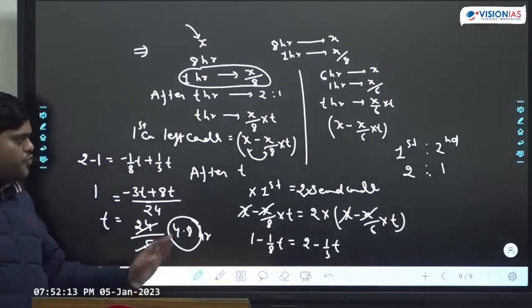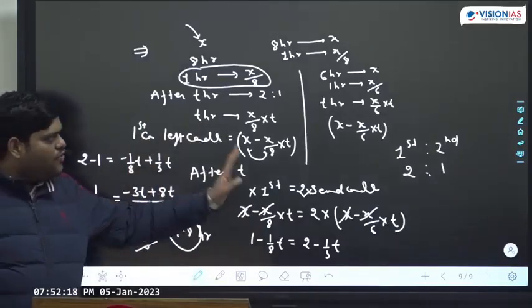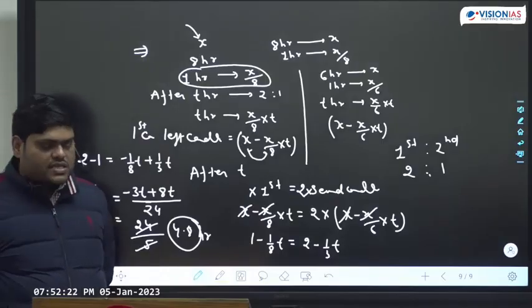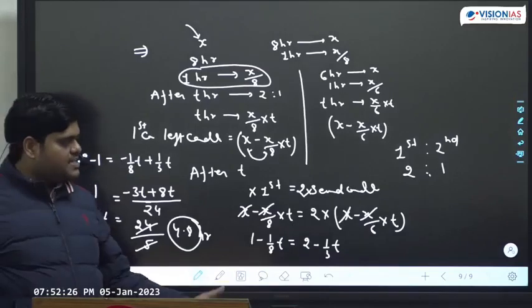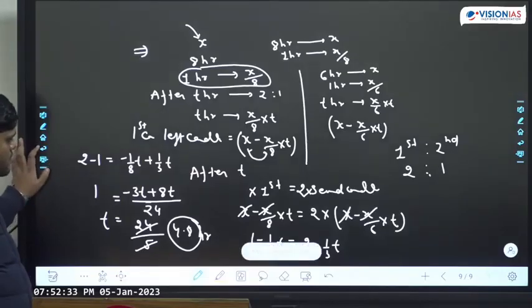ठीक है ना? So 4 hour 48 minute is the correct one. So that is how we can solve with the help of x. But yes, ये x वाला method थोड़ा सा हमेशा dicey रहता है मेरे लिए at least. So I will try some other way also. ठीक है?